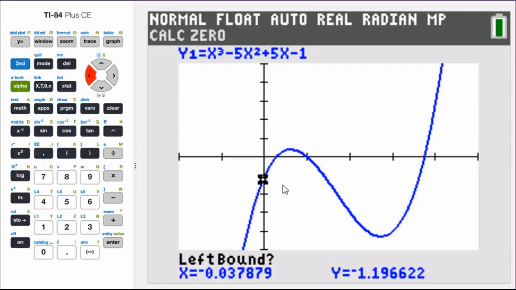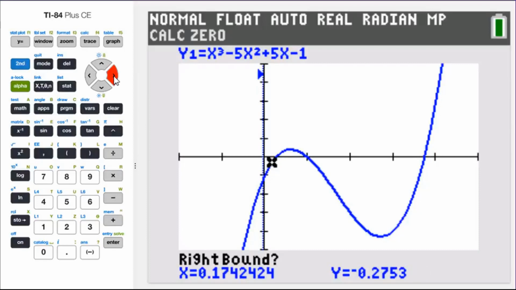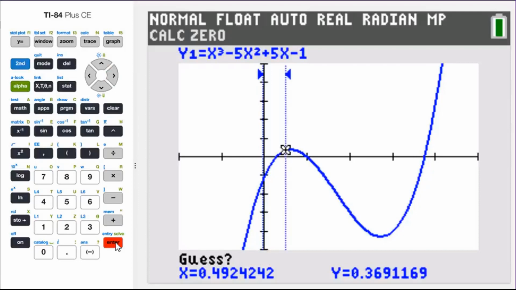Yeah, that's the left side of this zero. It doesn't matter how far from this zero, as long as it's on the left side of this zero, it works. So I press enter. Then I move the arrow to the right side of this zero. Then I press enter. Enter again. Then it gives you zero will be 0.268.